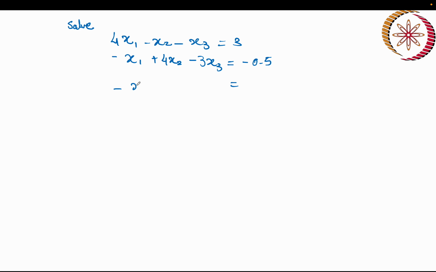So okay, I will write the question first. The question is: solve 4x1 minus x2 minus x3 is equal to 3, and minus x1 plus 4x2 minus 3x3 is equal to minus 0.5, and the last equation is minus x1 minus 3x2 plus 5x3 is equal to 0. This system of equations is to be solved using the Cholesky method.